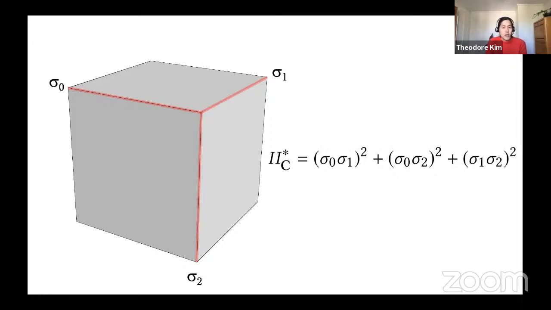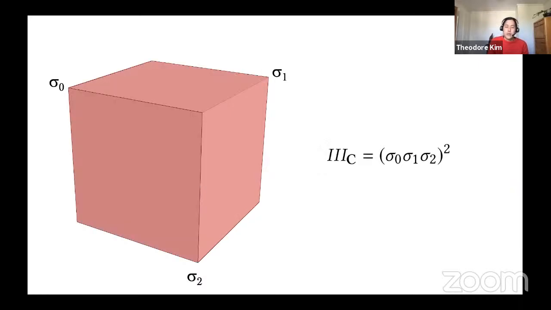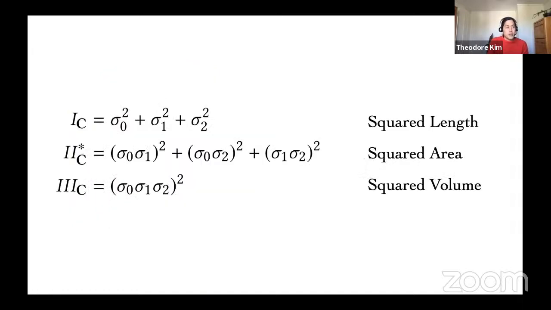Okay, if we look at the second invariant, it actually bumps it up a dimension. So instead of lengths, it looks at areas. It's the area of this face, the area of this face, and the area of this face. And if we look at the third invariant, it's actually the volume of the entire thing. So from this, I think it's pretty clear why these three invariants have been considered the fundamental invariants for such a long time. If you're going to characterize how something is deformed, you look at its lengths, its areas, and its volumes, right? These are three excellent ways to measure things. So it seems like these should be sufficient, right?